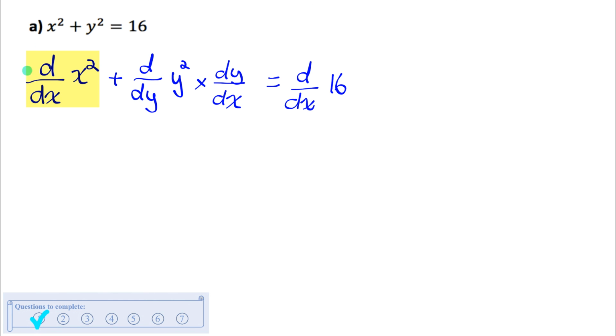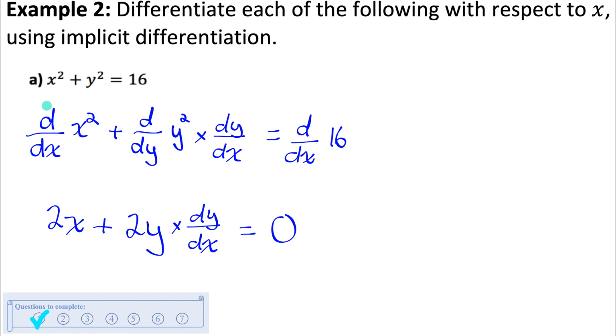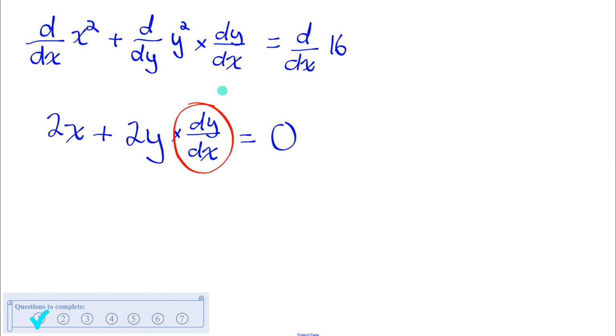So for this first term, I need to find the derivative of x squared with respect to x. That's easy, that's just 2x. Plus, now I need the derivative of y squared with respect to y. That's easy, that's just 2y. But that needs to be multiplied by the derivative of y with respect to x. So I'm just going to write dy over dx. And this equals the derivative of 16 with respect to x. That's just 0. And keep in mind with this question, what do we actually want? We want the derivative of y with respect to x. I have that right here. I just now need to isolate it, and then I'll see what it's equal to.